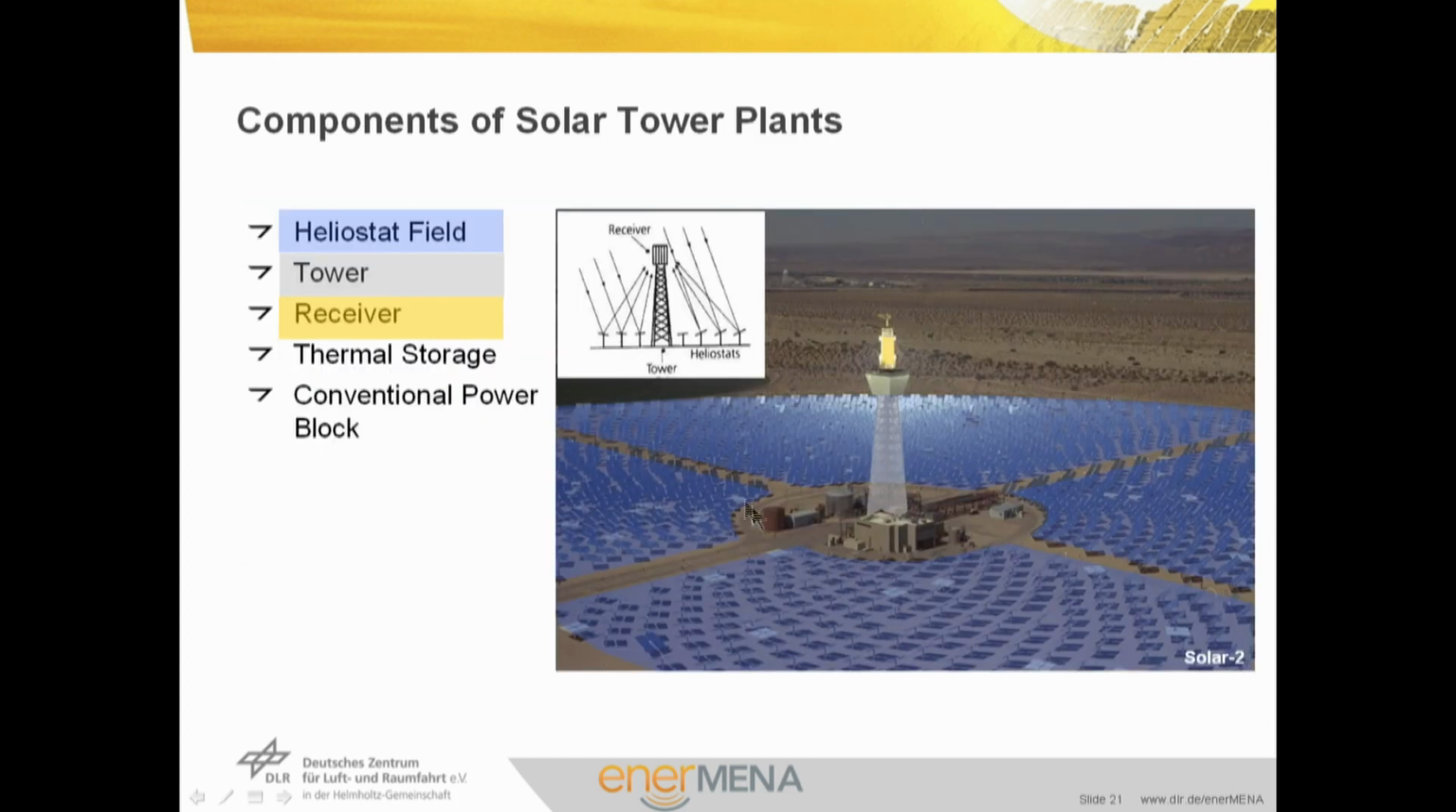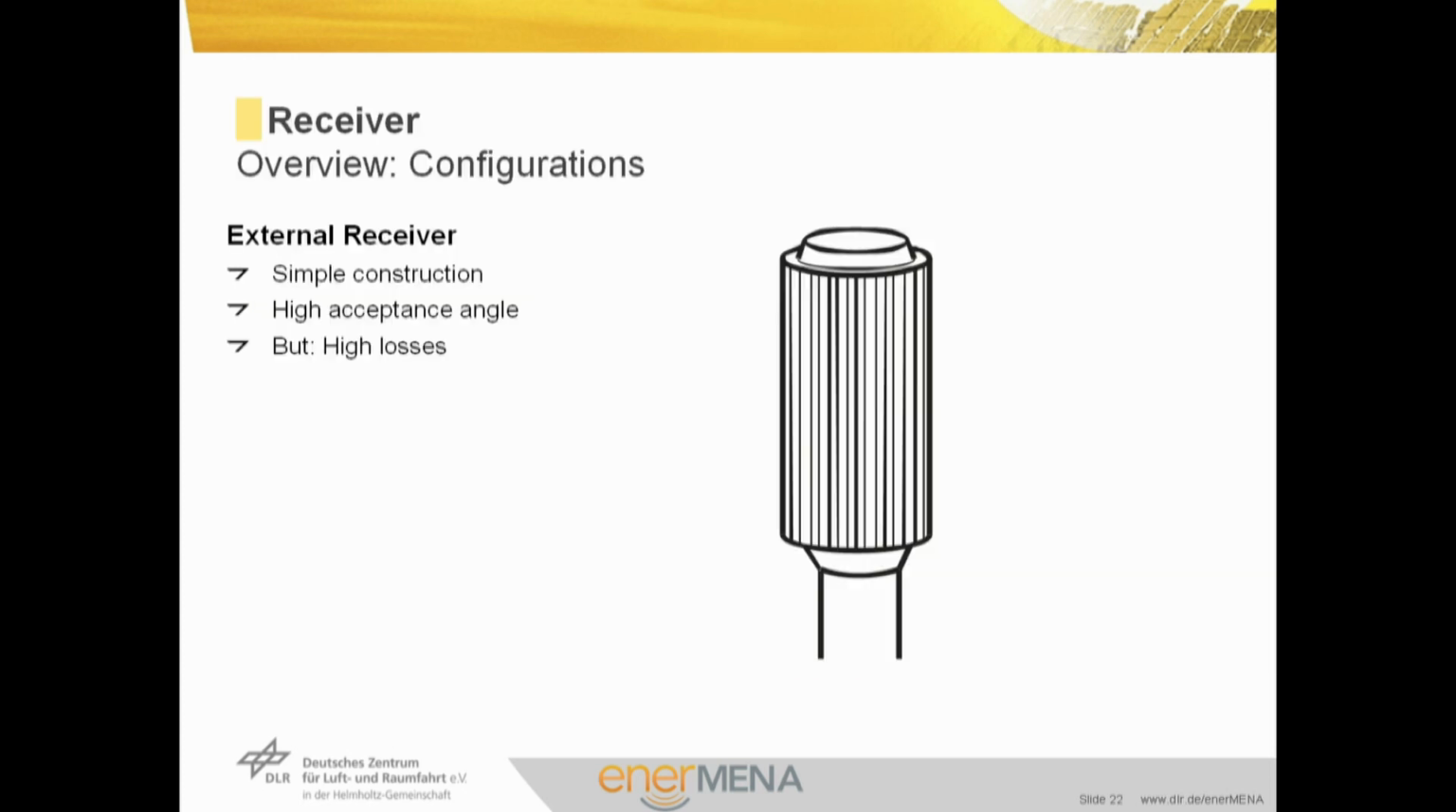We have got the tower, and on top of the tower we've got the receiver. Towers are usually normal steel constructions, concrete constructions, or even wind turbine monopoles. There are different receiver configurations. They can be divided in two basic configurations. Here you see an external receiver.